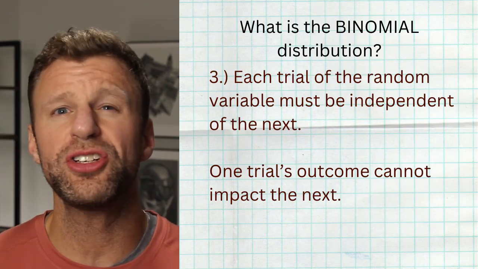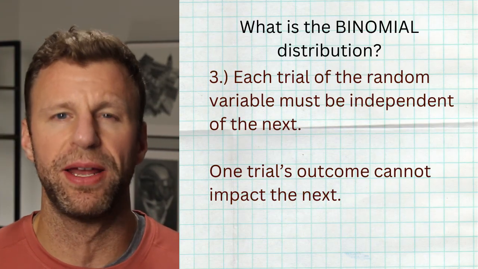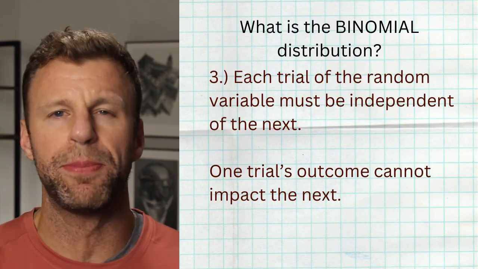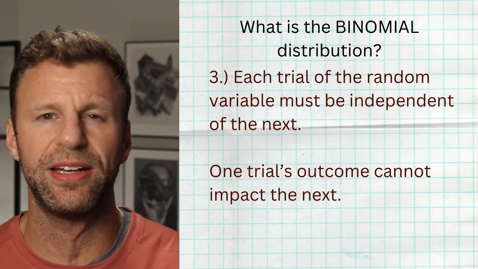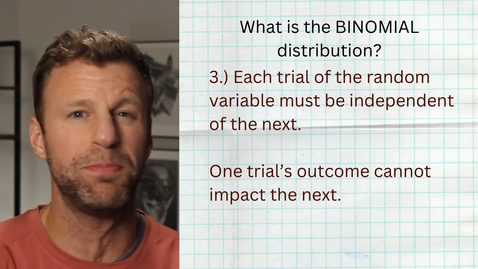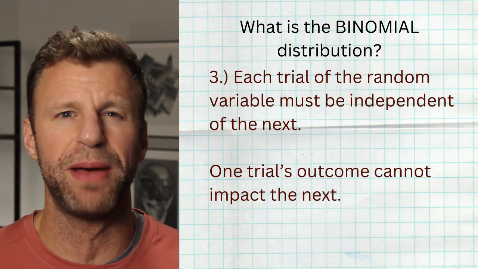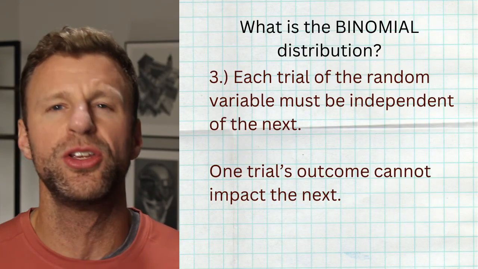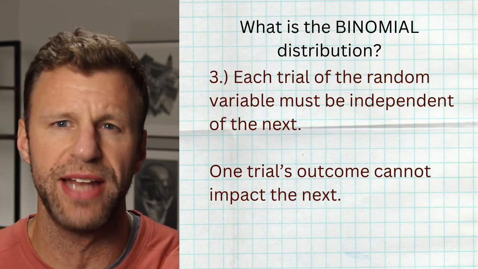Now, the third condition is that each trial must be independent of the next, which means what happens on the first trial does not impact the second, or the second does not impact the third, or the 6th does not impact the 7th. You get the idea. Every trial is independent of the next.